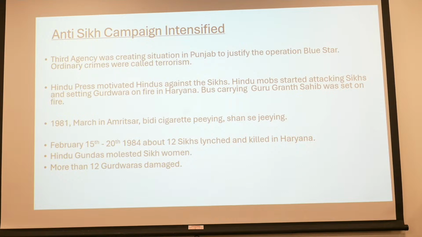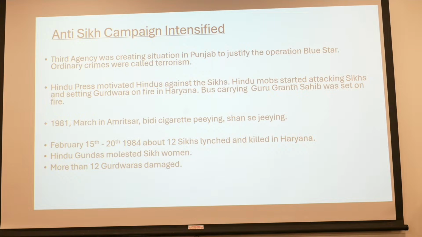Hindu mobs burned Sikhs and Sikh scriptures in Haryana. A bus carrying Guru Granth Sahib was set on fire. In 1981, Hindus marched in front. When the Sikhs were asking for no cigarettes or alcohol near the Golden Temple, 10,000 of them were brought who marched in front of the Golden Temple. They said, "Bidi cigarette piyenge, shaan se jiyenge." We will smoke bidi and cigarettes and we will live with honor.